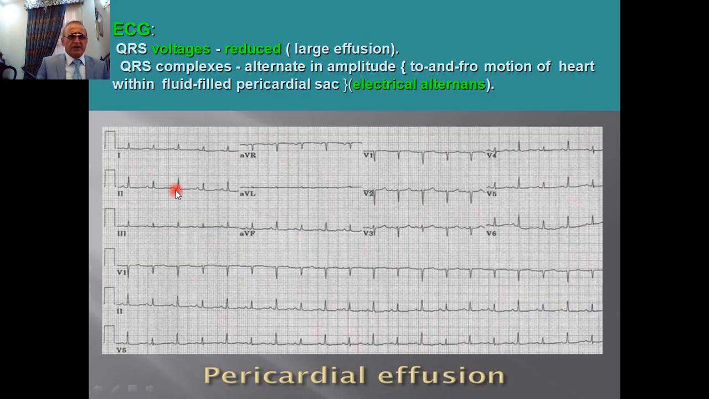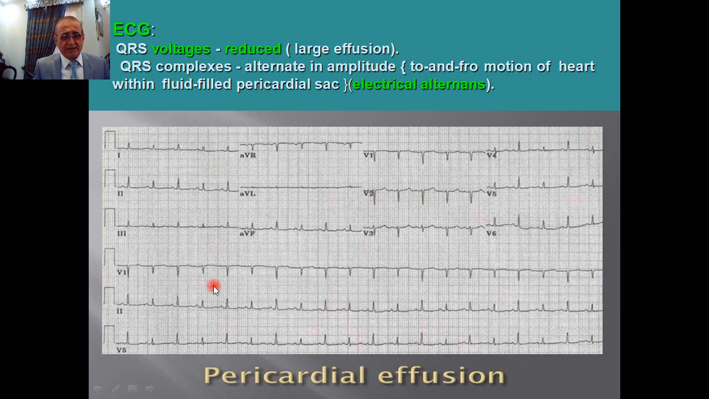Now what about the ECG in pericardial effusion, not in pericarditis? When you have effusion, especially when it is large, the voltage of the complexes will be reduced. This is the voltage calibration, and this is the voltage of the QRS. Again, you can explain this by the distance of the electrode from the heart.